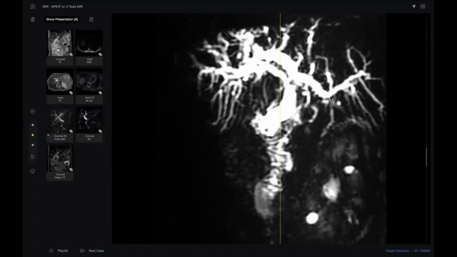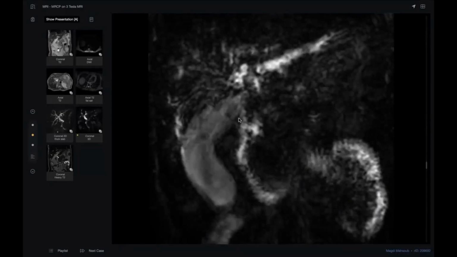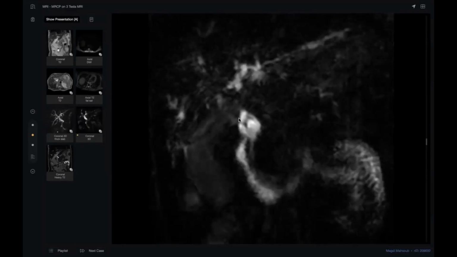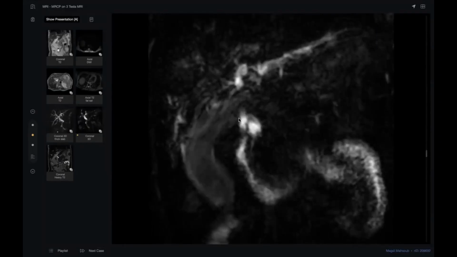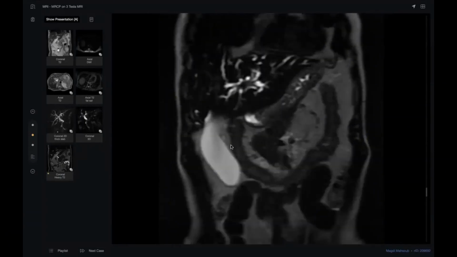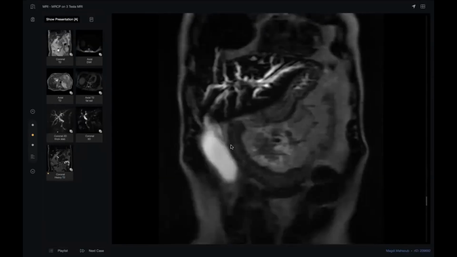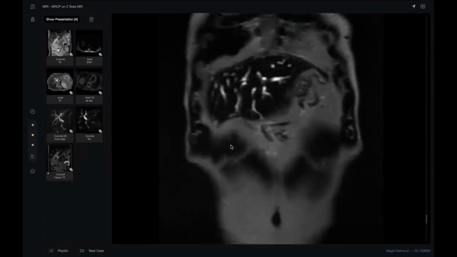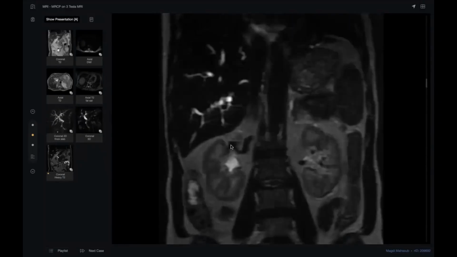So there are multiple small areas of alternating small dilatation and narrowing with irregular walls, and this is extending to the entire CBD as well. So this patient is suffering from sclerosing cholangitis, which leads to the biliary dilatation.